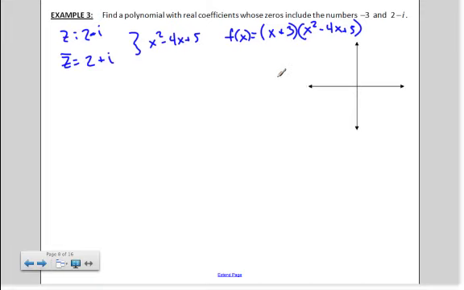Right, so we can actually plot the -3 on our graph. And the other thing we can know is that if we look up here in our polynomial, when x is 0, we're going to get f of 0 equals 3 times, and all the x terms drop out, 5, so we're going to get 15. So we know that this function is going to cross through at 15.